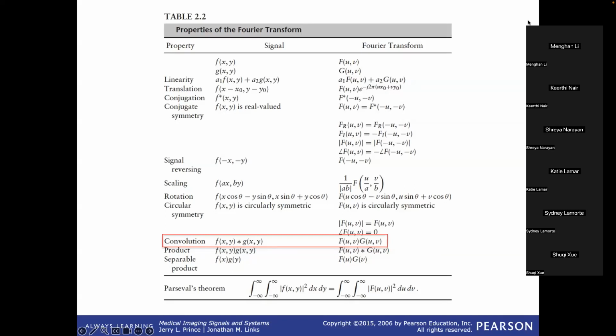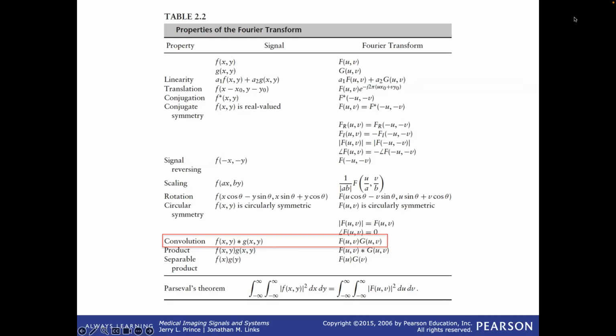Where we started, or we're going to start today where we ended on Wednesday. We had this whole list of relationships between the Fourier transform and the function. We got to the convolution theorem, where if I have two functions in space and I convolve one with the other, then in Fourier space that is equivalent to multiplying the Fourier transform of one function with the other. This becomes very useful when we're designing filters and things like that.